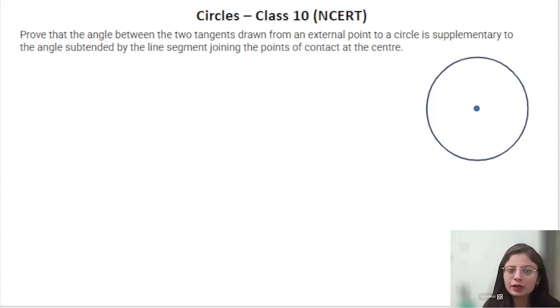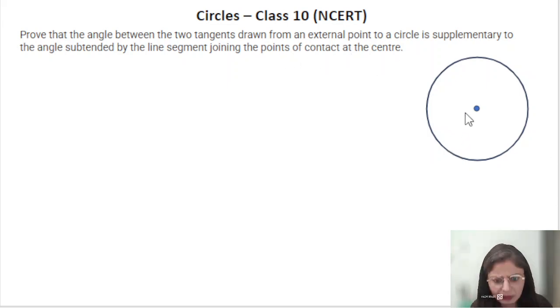अब हम करेंगे क्वेश्चन नंबर 10 फ्रॉम एक्सरसाइज 10.2. सो लेट्स फर्स्ट रीड द क्वेश्चन. सो द क्वेश्चन सेज प्रूफ दैट द एंगल बिटवीन the two tangents drawn from external point to a circle is supplementary to the angle subtended by the line segment joining the points of contact at the center.